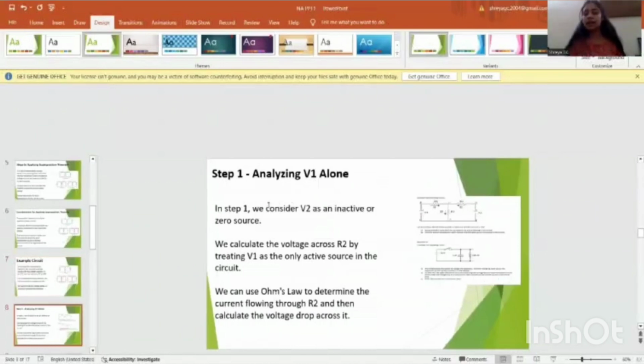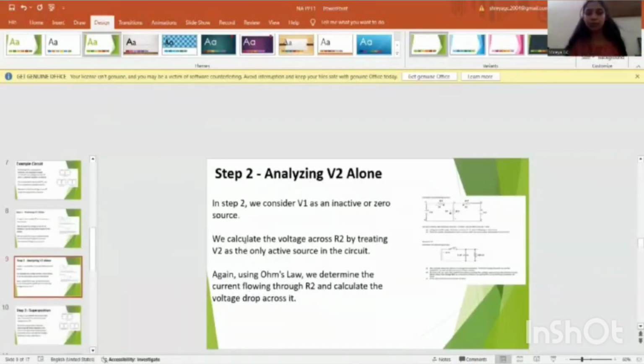Let's analyze step 1 with V1 alone. In step 1, we consider V2 as an inactive or zero source because V2 is an independent source. We calculate the voltage across R2 by treating V1 as the only active source in the circuit. We can also use Ohm's law to determine the current flow through R2 and then calculate the voltage drop across it. Next, step 2. In step 2, we consider V1 as an inactive or zero source. We calculate the voltage across R2 by treating V2 as the only active source in the circuit. Again, using Ohm's law, we can determine the current flowing through R2 and calculate the voltage drop across it.